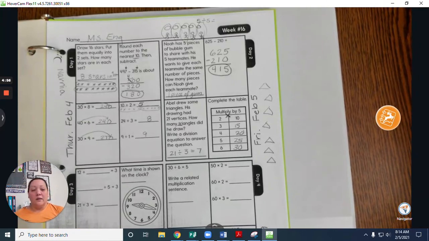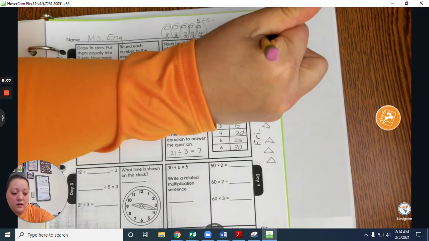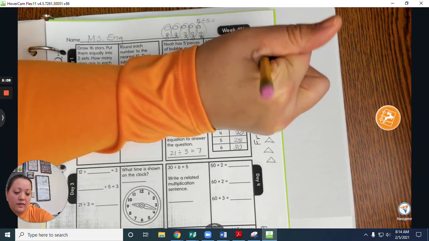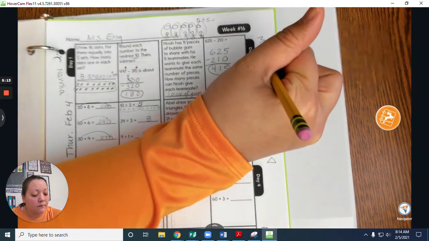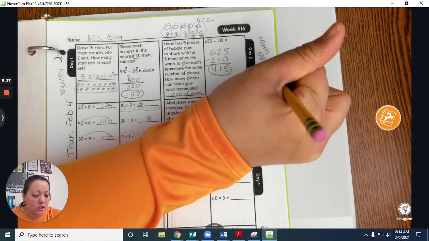Okay, today's word of the day is going to be math machine. You're a math machine.